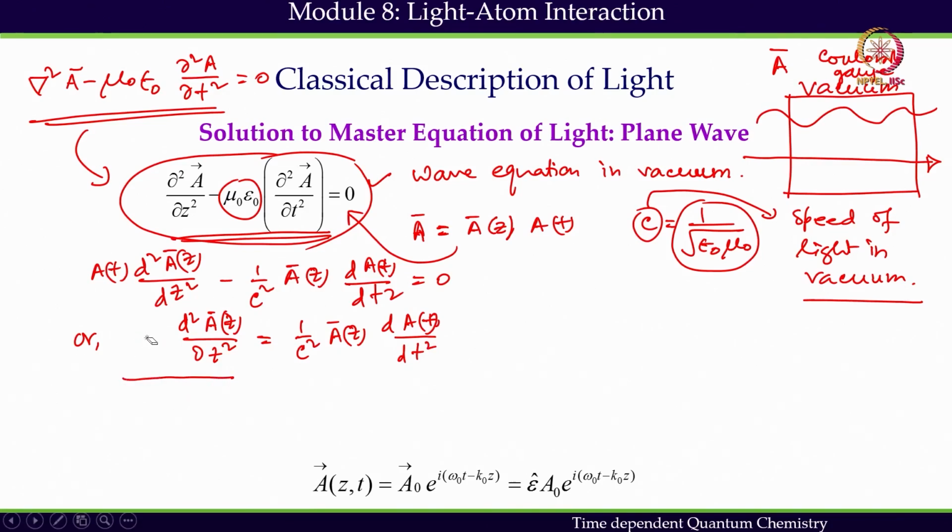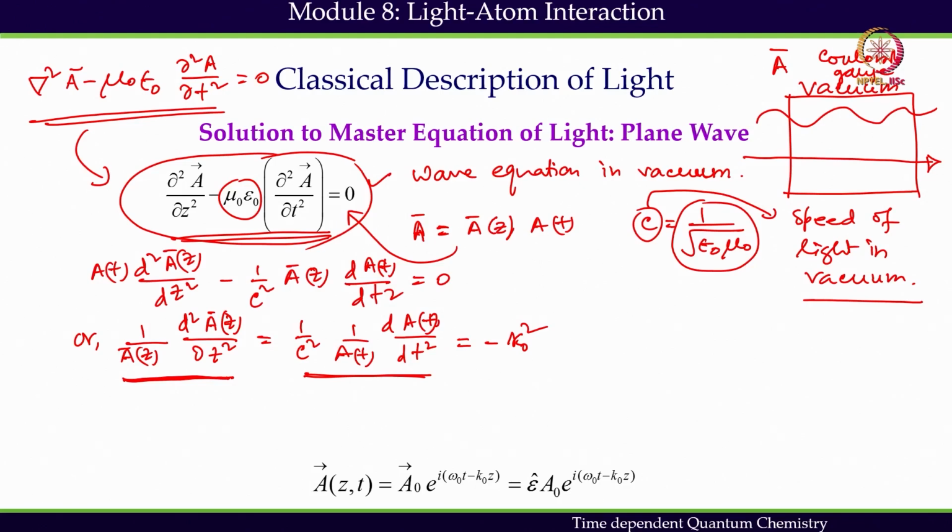So you can see that the left hand side I can further manipulate conveniently. On the left hand side I have one particular variable, on the right hand side I have another variable. Two terms which depend on two different independent variables are equal. These two terms have to be equal, and that can only happen when this is constant. The same logic we used previously, and the constant we are selecting to be minus k naught square.